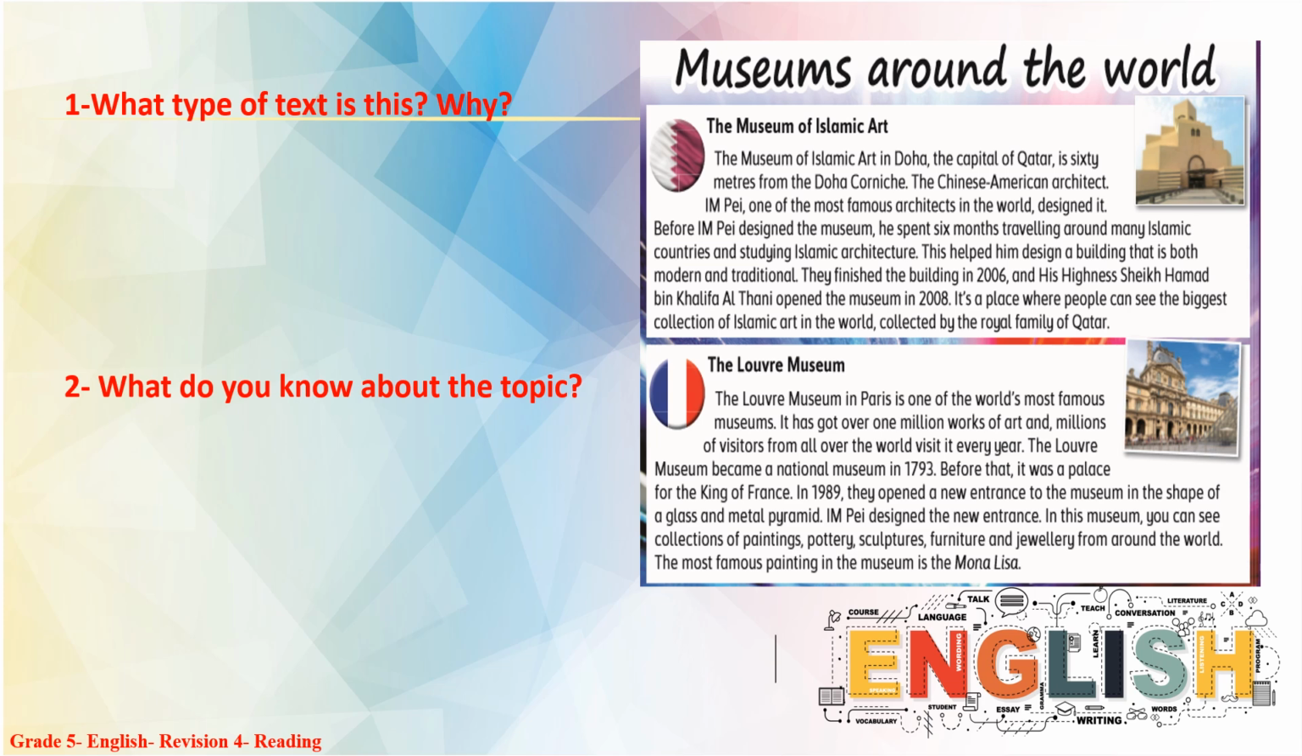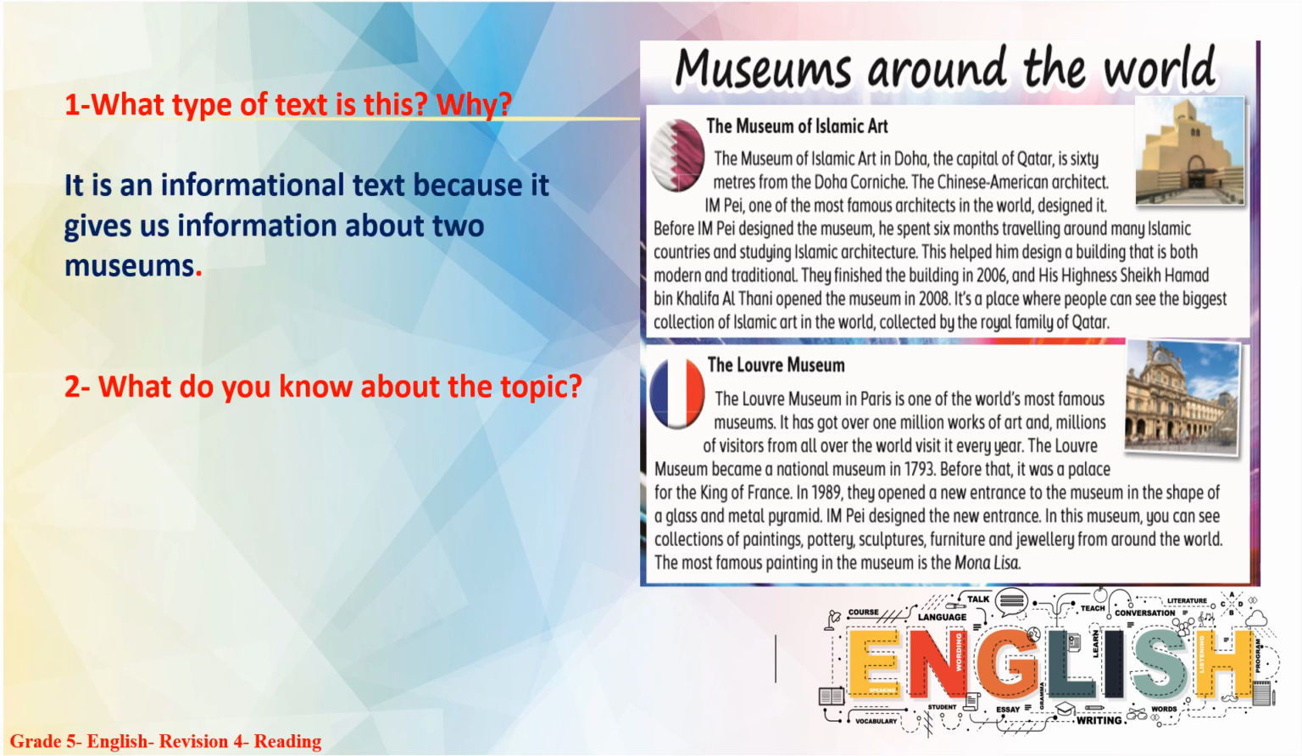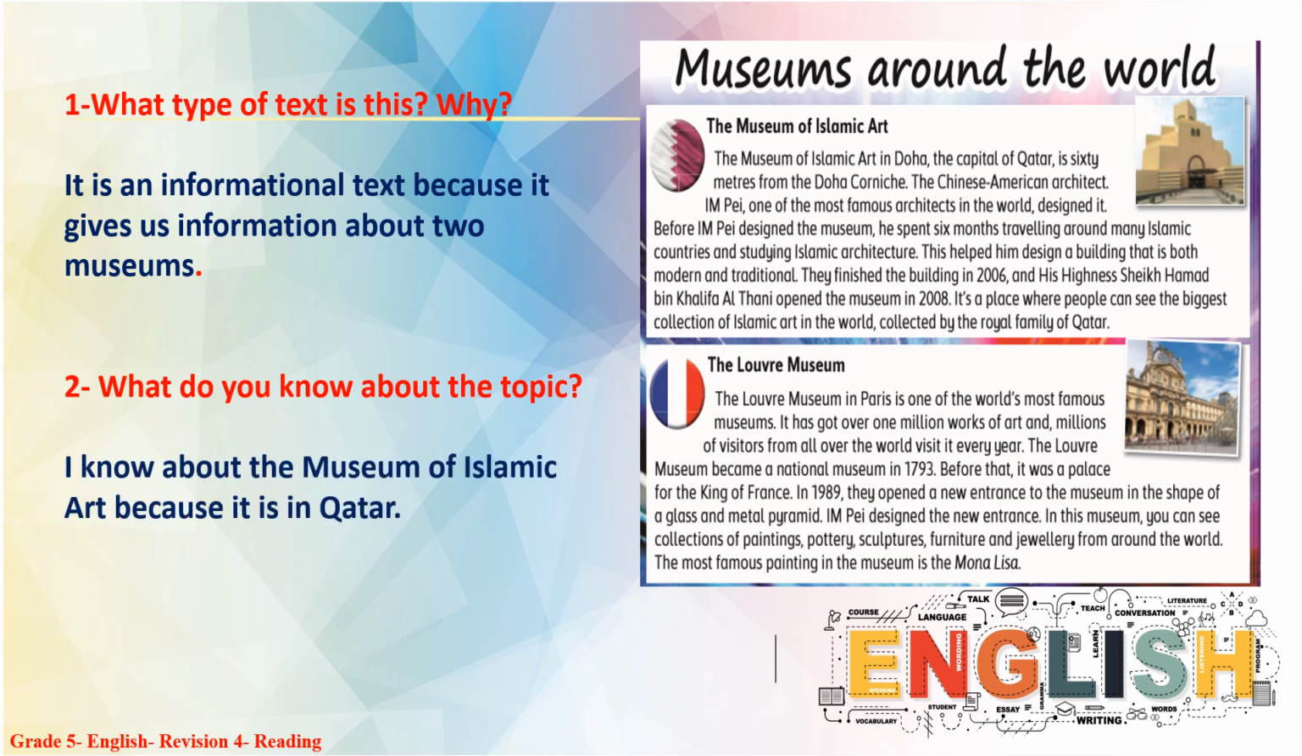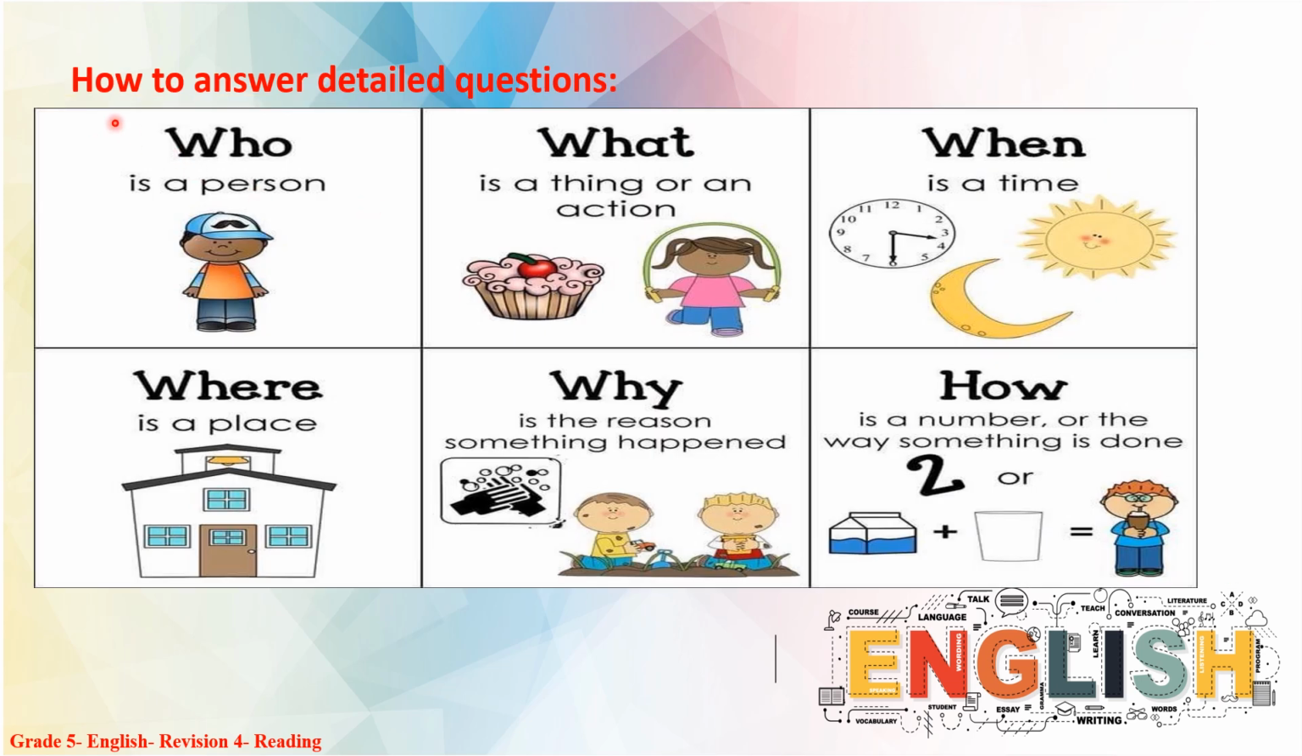Excellent. 1. What type of text is this and why? It is an informational text because it gives us information about 2 museums. Very good. And what do you know about the topic? I know about the Museum of Islamic Art because it is in Qatar. A good job.